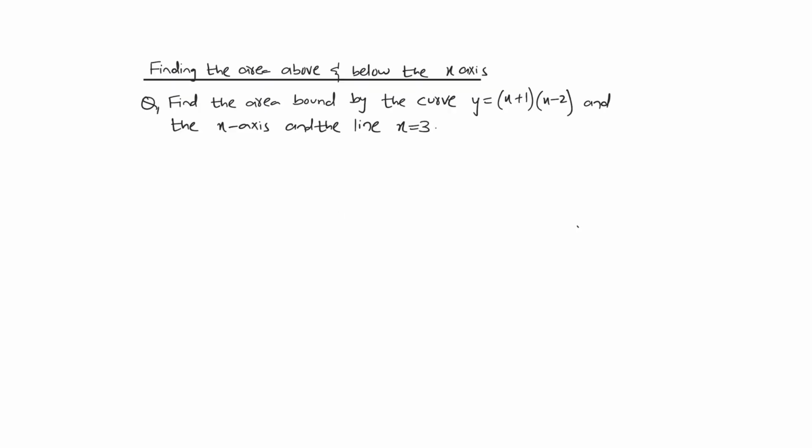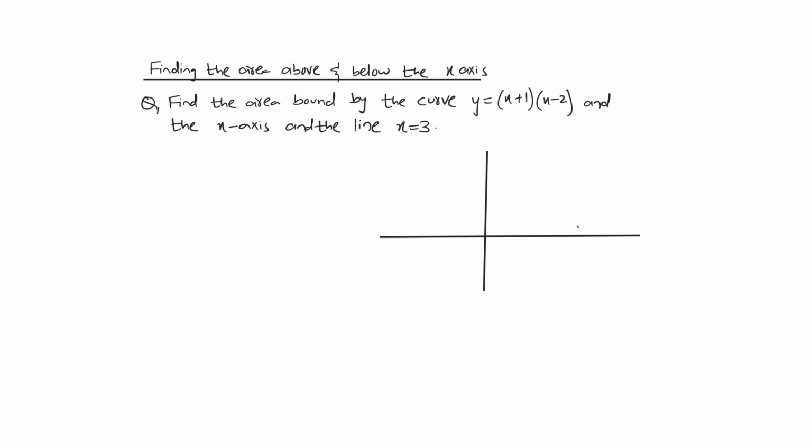Now let's look at a question in which you are being asked to find an area, but the shaded or required area is above and below the x-axis at the same time. For questions such as this, you need to find the area bounded by the curve y equals (x plus 1) times (x minus 2), the x-axis and the line x equals 3. If you give a quick sketch, you will get to know how this function looks and what the shaded region is that we are looking for.